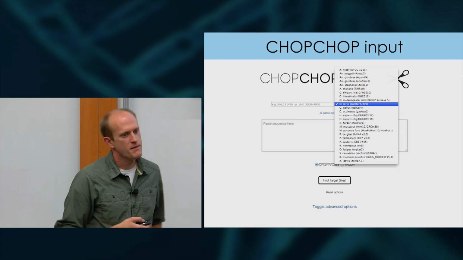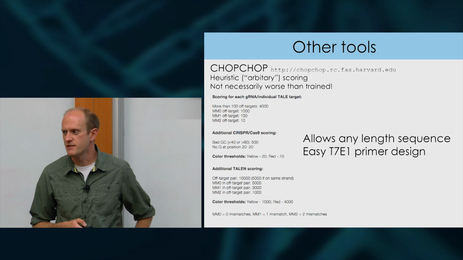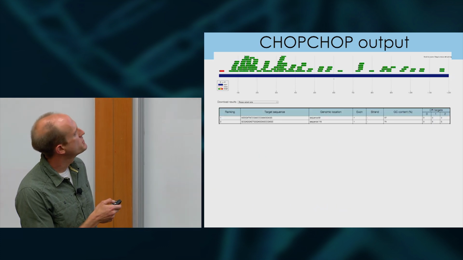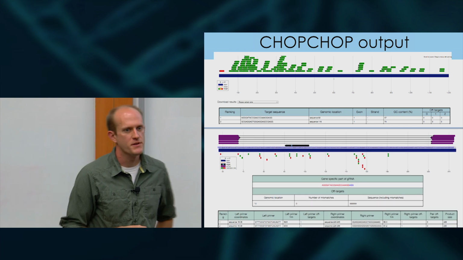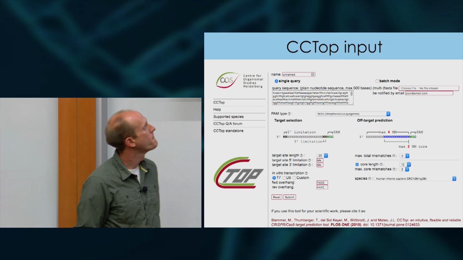One nice thing about ChopChop that you guys might like is that it gives you really nice access to designing T7I primers. So when you put in your sequence, you can then choose the region that you want to target, and then it will auto-design primers for you. So it makes it really easy, a really simple workflow to go through.